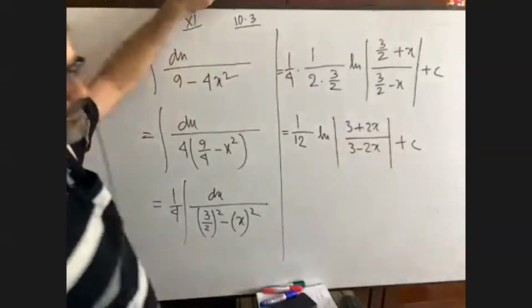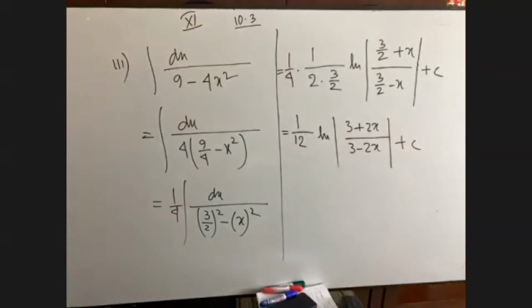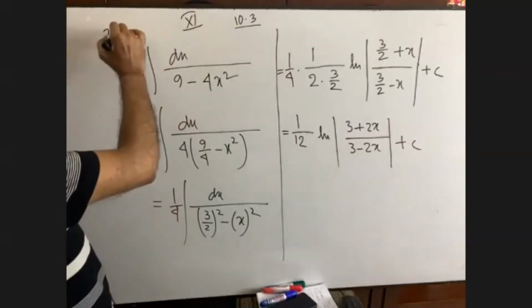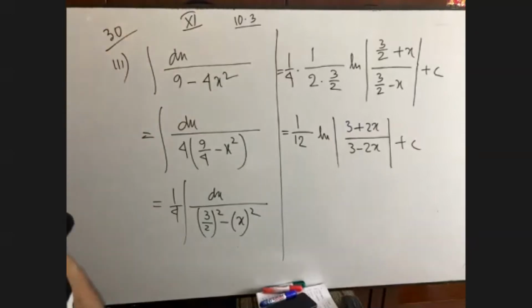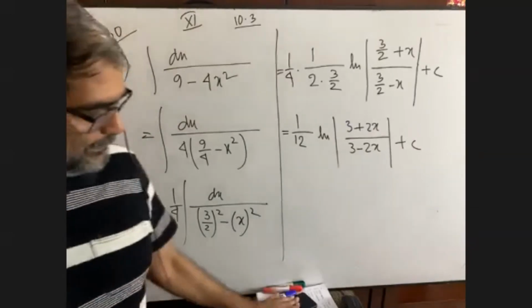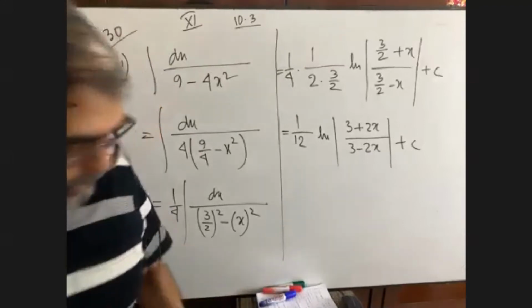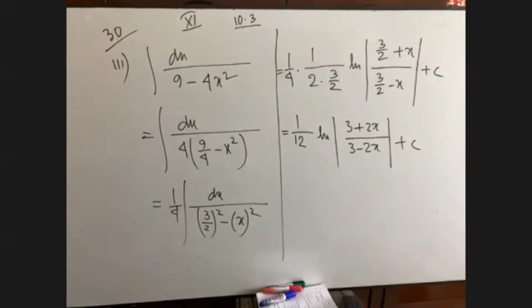So math is done. Sir, what number is this? It is question number 30. Okay, are you getting it or not? Okay, now the next math.